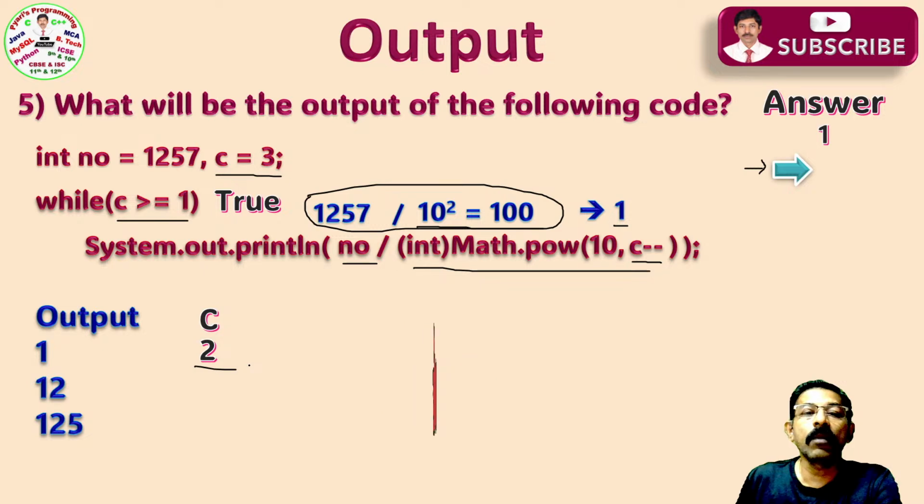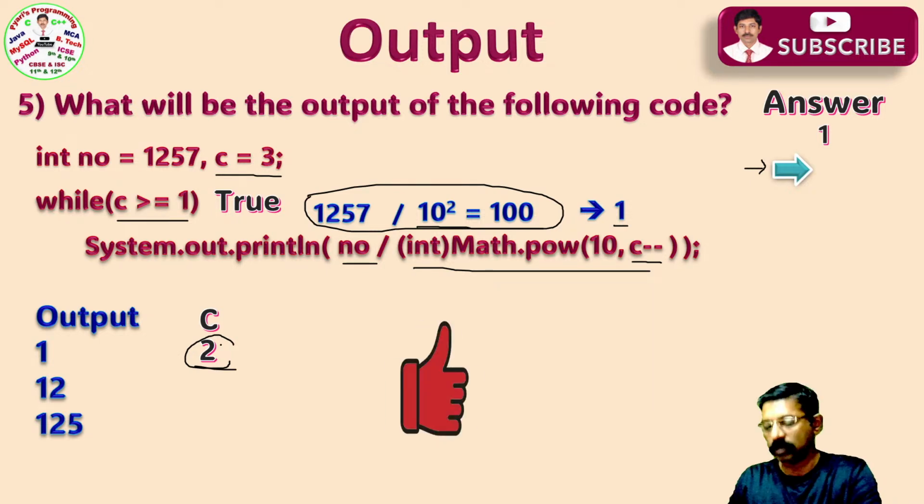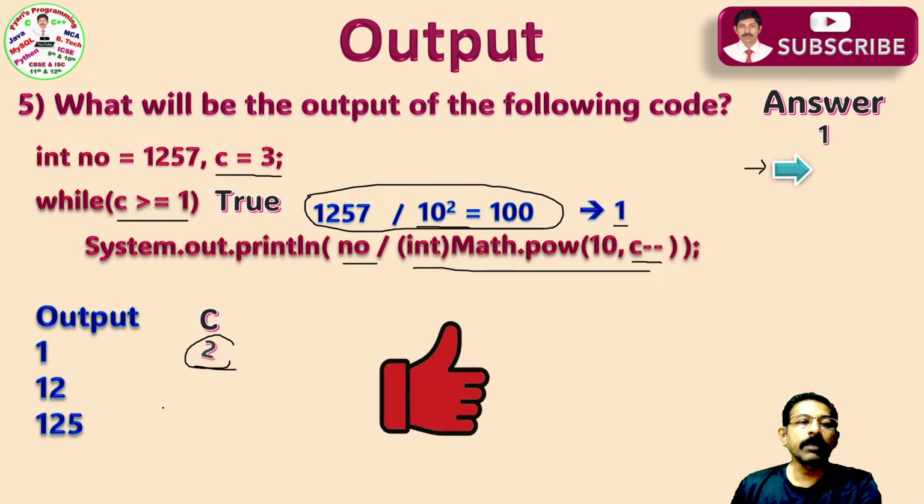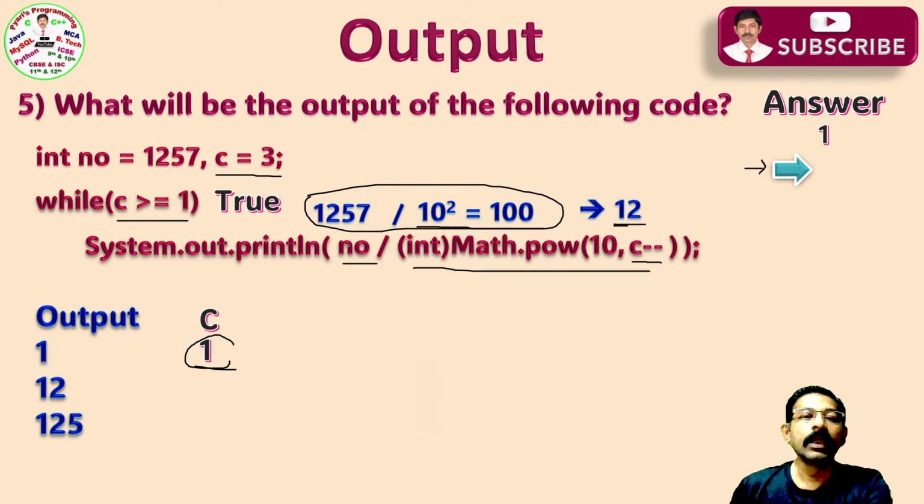Now 10 to the power 2, because C value is 2. Now 10 to the power 2 is 100. When I am dividing it, I will get the quotient as 100. Then C minus minus will make it 1. And here the output will be 12. After dividing, the quotient will be 12. Now it will display 12 with the next line.